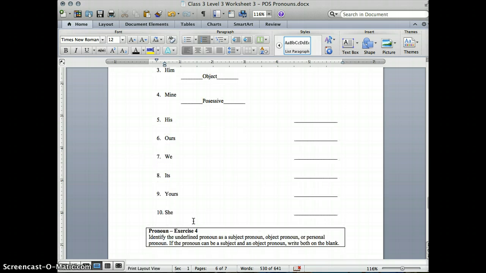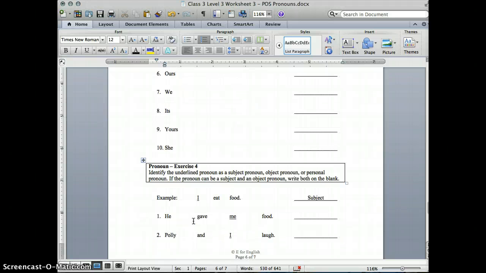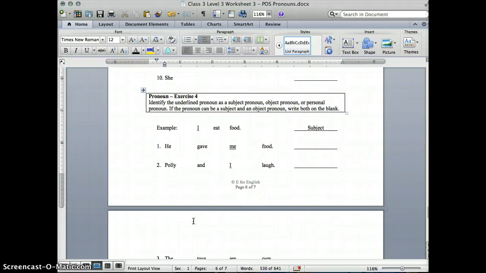I'm not going to go through all of them. I'm going to move on to exercise 4 because that's a little harder too. Okay, so we have to identify the underlined pronoun as a subject pronoun, object pronoun, or personal pronoun. If the pronoun can be a subject and an object pronoun, write both on the blank. All right, so we're going to skip the example and go right into the problems.